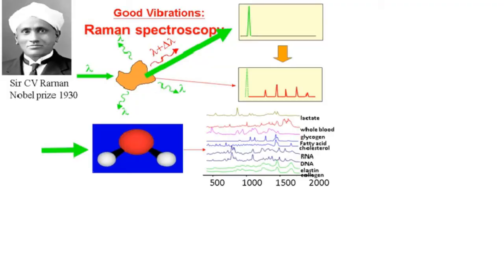So if we consider the use of Raman spectroscopy, where we shine laser light or monochromatic light on the sample, we are looking at the inelastic scattering of light rather than the elastic scattering of light, which is more common.